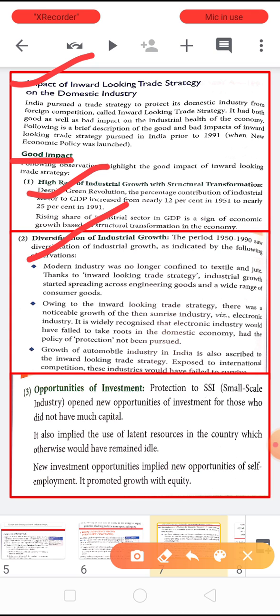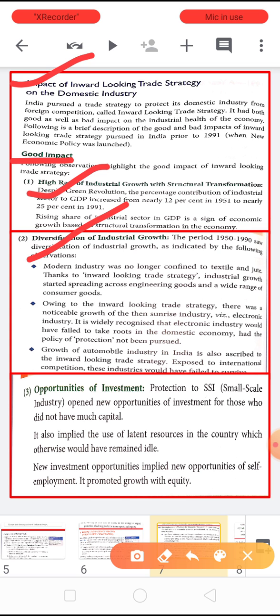So in the era 1950 to 90, we have observed that India is now producing all kinds of engineering, consumable and non-consumable goods which are needed for the economic growth of a country.